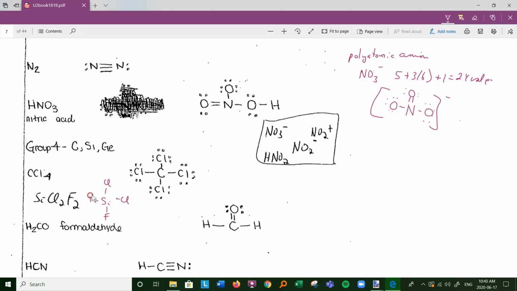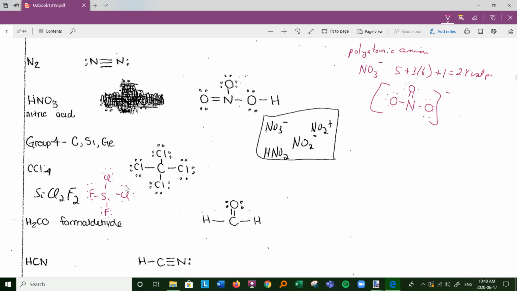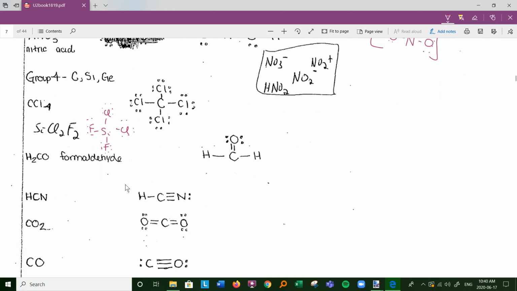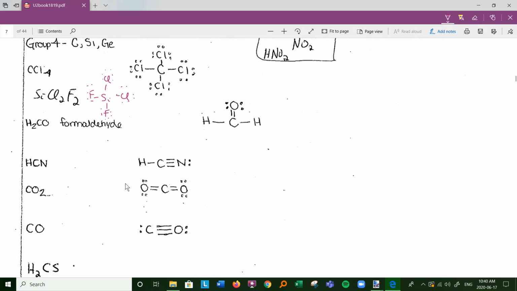You got 2 fluorines and 2 chlorines, and then the silicon in the center. A bit of a weirder one, in terms of not quite sure what to do with it, is formaldehyde. Formaldehyde, you're going to have H2CO. So this is just one you memorize. This is an example of an aldehyde. So you have carbon in the center. Carbon loves to be in the center. That's why it's cool that it's got the letter C for it.